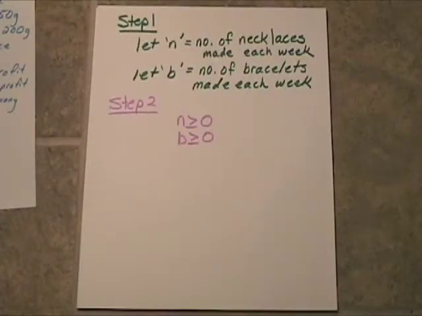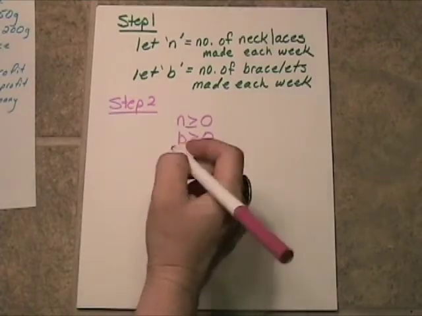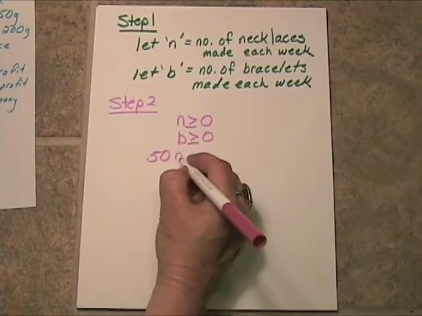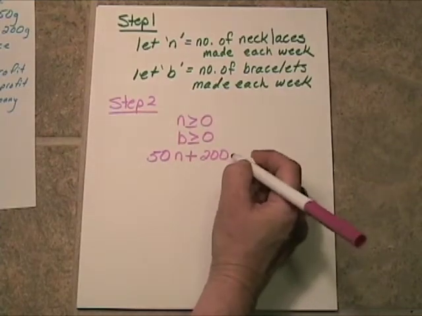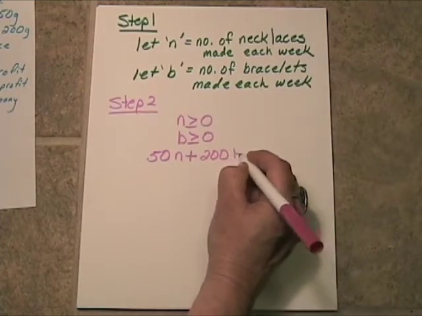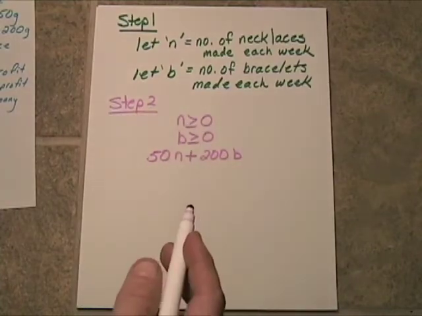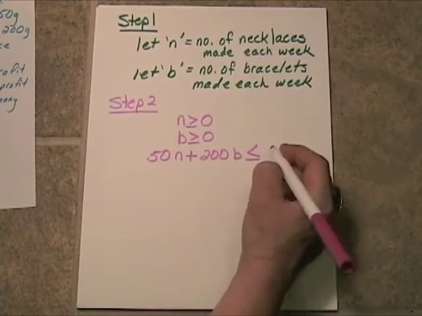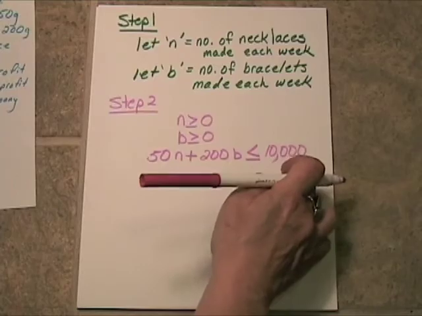Let's see, another constraint. It takes 50 grams of metal to make a necklace, so for every necklace made, we're going to use 50. So 50 times N, plus 200 times the number of bracelets made, since it takes 200 grams of metal to make a bracelet. And every week they only have 10,000 grams to work. So this has to be less than or equal to 10,000 they have. We can come under 10,000, but we cannot go over.